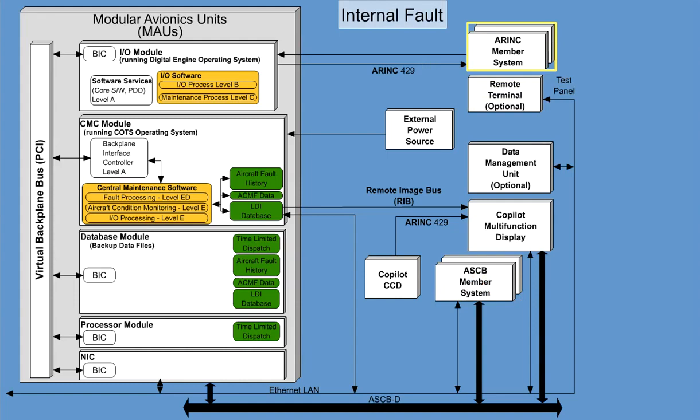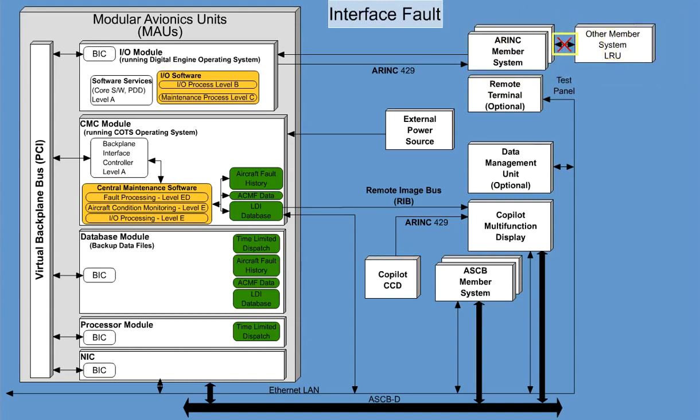Internal fault. A smart LRU reports that it has failed itself. Interface fault. Used to identify problems with interfaces one system has with another one. A smart LRU from one member system reports an interface problem between itself and a smart or non-smart LRU from another member system. Typically, these are bus failures. For example, ARINC 429 between two member systems. A smart LRU from one member system reports that a smart or non-smart LRU from another member system has failed.